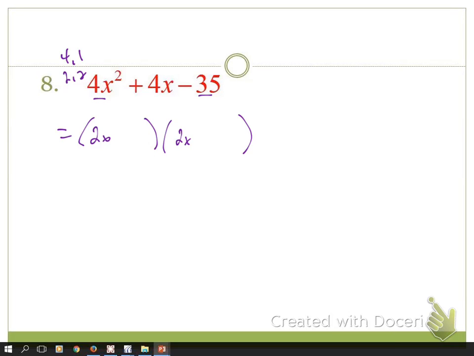All right, now I'm going to factor negative 35. 35 and negative 1. 1 and negative 35. Negative 7 and 5. 7 and negative 5.